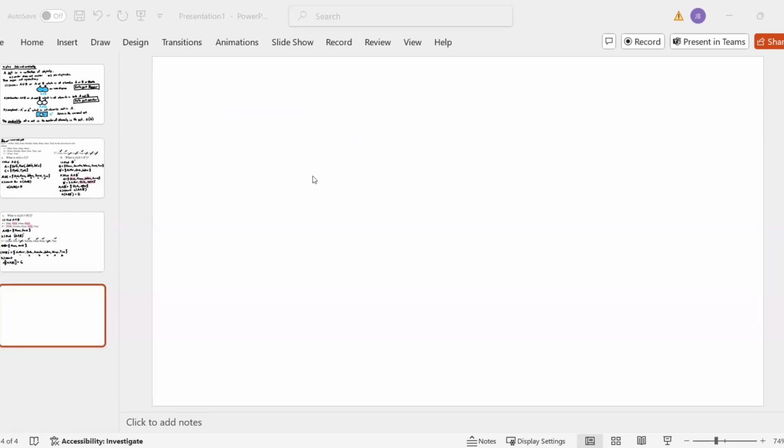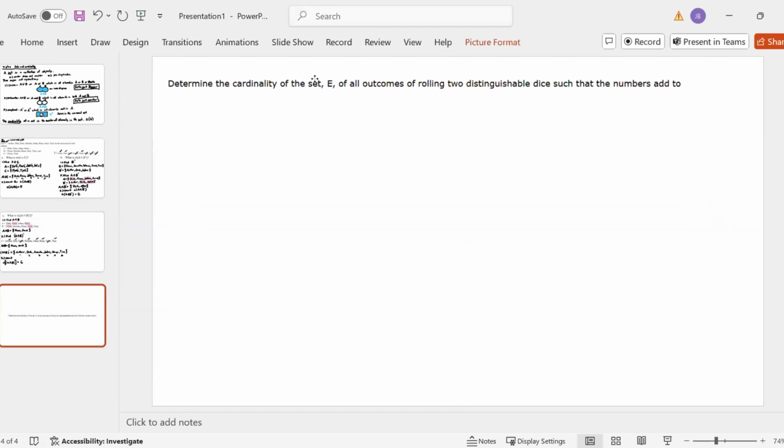So we're going to do an example from the homework. I'm just going to change the number to make it a little bit more interesting. So determine the cardinality of the set of all the outcomes of rolling 2 distinguishable dice that add up to, let's do 6, okay? So here you have to think about it just a little bit more logically. So step 1 is find your set. And you can call it whatever you want. We'll just call it A, find set A. Oh, they call it E.